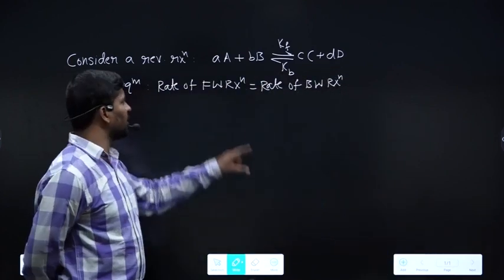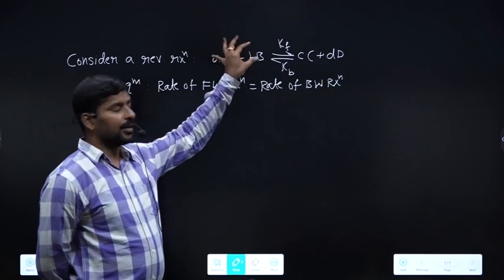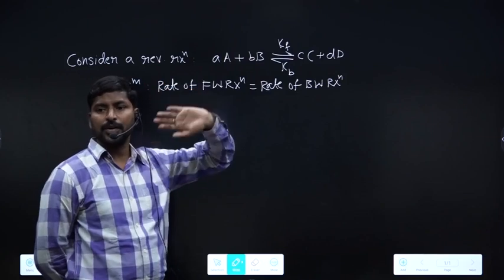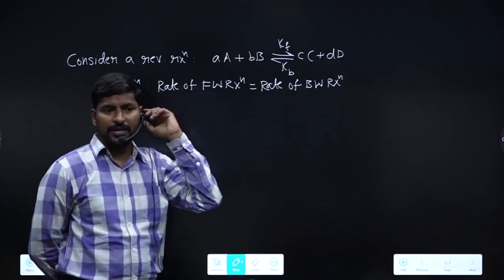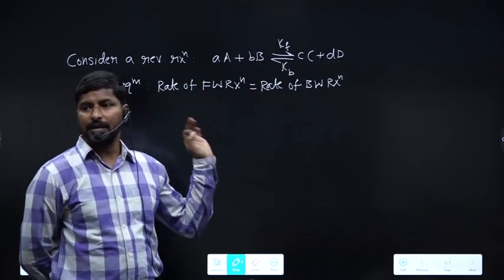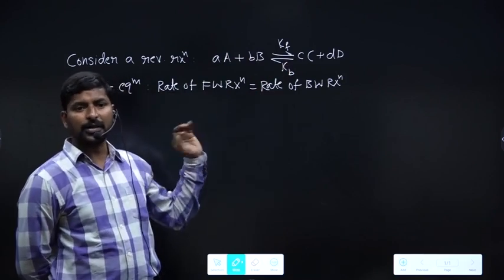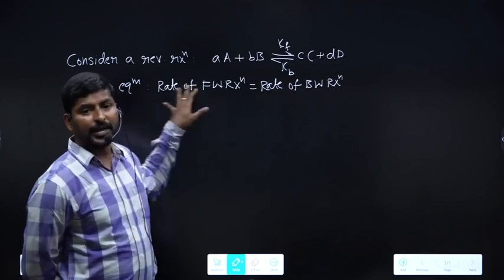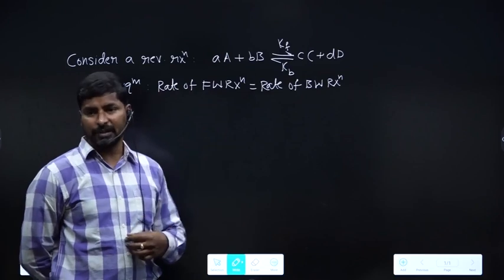So after reaching equilibrium, is there any change in the number of moles of A, B, C, D, or no change? No change in the number of moles of A, B, C, D, since both the forward reaction and the backward reaction occur at the same rate. Reaction occurs but there is no net reaction. Such a situation is called chemical equilibrium, or dynamic equilibrium.